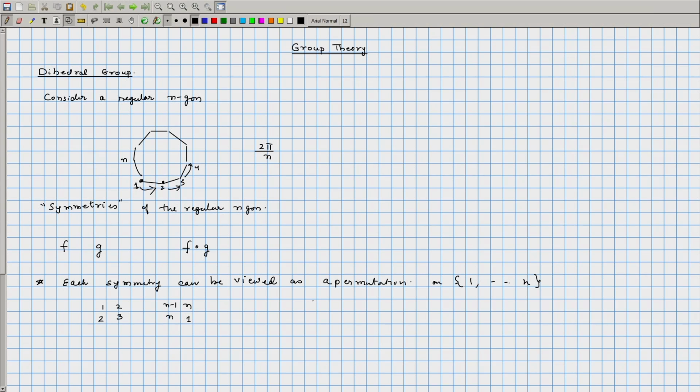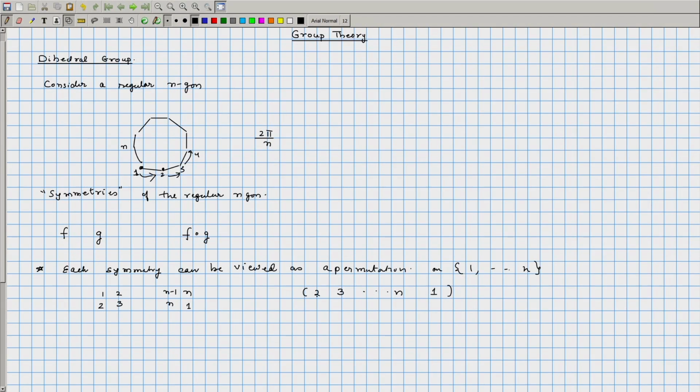Okay. So, if you look at the permutation given by 2, 3 up to n followed by 1, this is a permutation which represents the symmetry that is obtained by rotating the n-gon by an angle 2 pi by n. So, now we have just done one example. One of the symmetries can be viewed in this way.